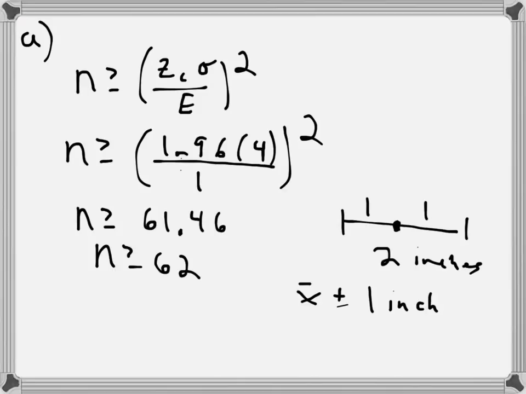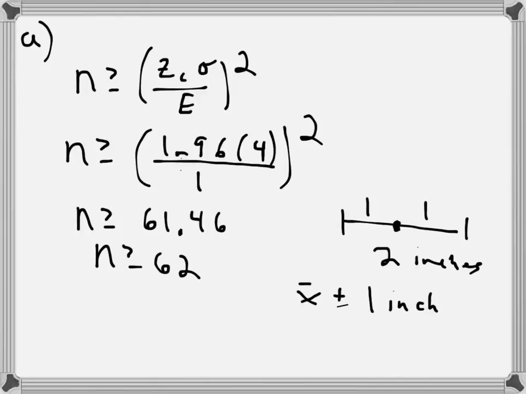So let's try part B, getting that margin of error down to a 1/2 inch. Did I go too fast? Here's that work. Sorry about that. No, I didn't go too fast. Okay, I went too slow. Okay, get on with it. Get on with it. All right.